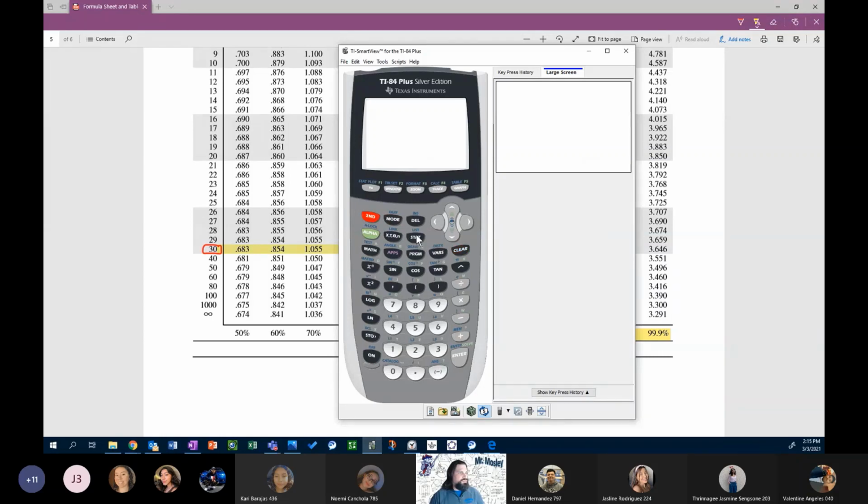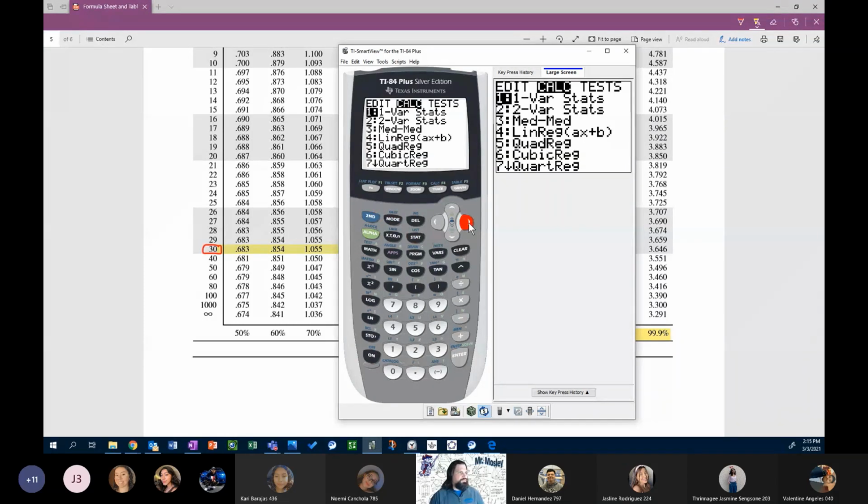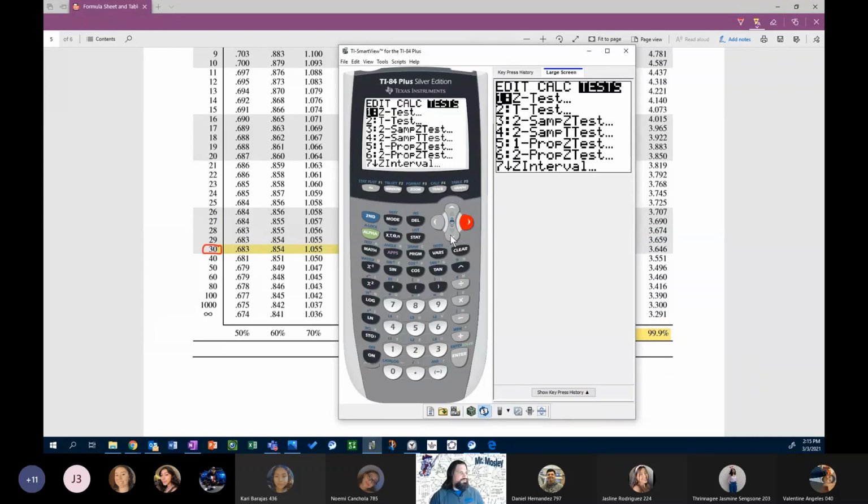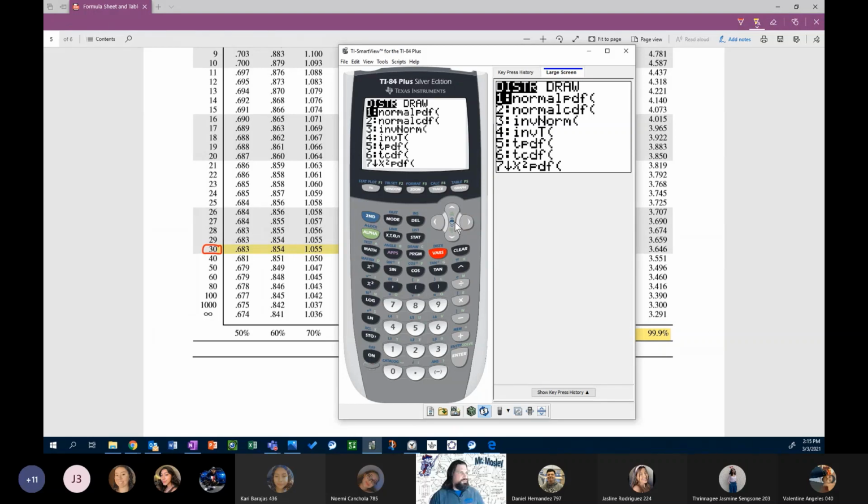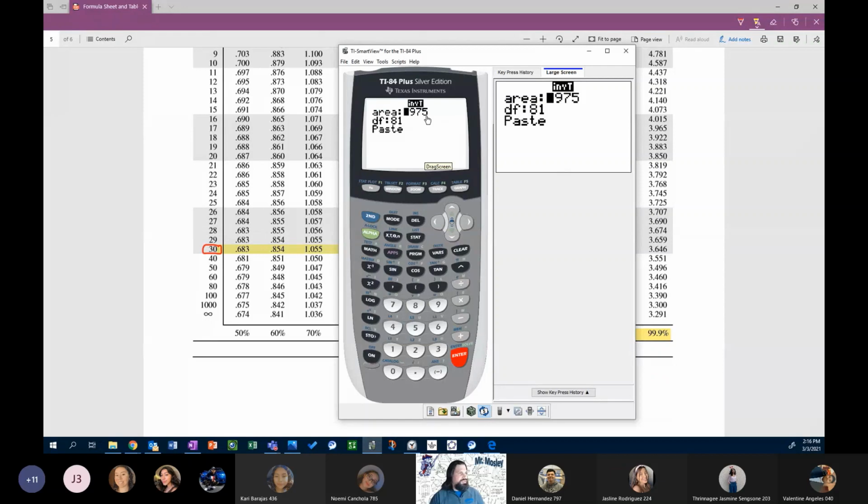So, what is it? Stat, no. Nope, that's not our one. Right. So this function, the inverse t function, finds the t star value for you based on the area, which is the area to the left of a t value and the degree of freedom you have.